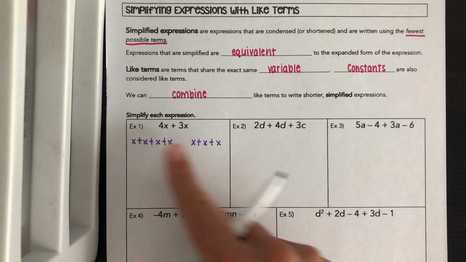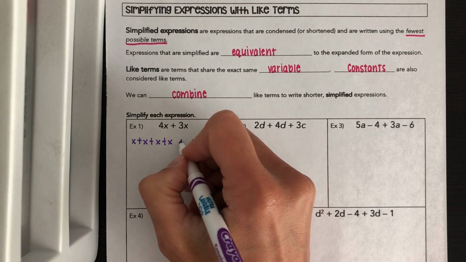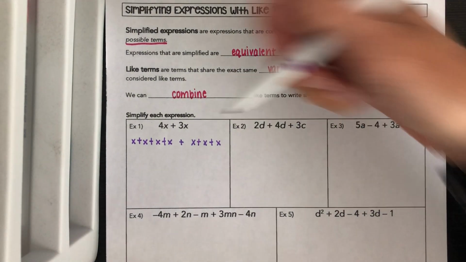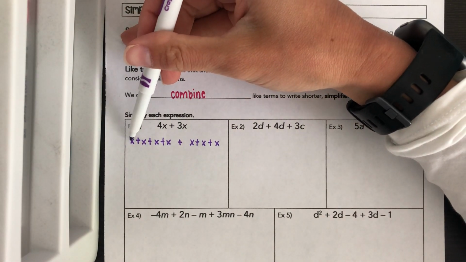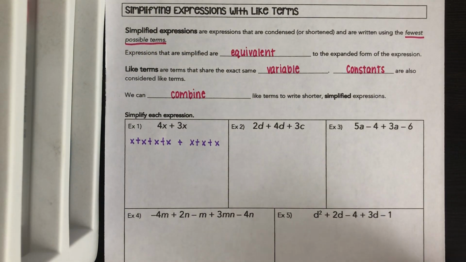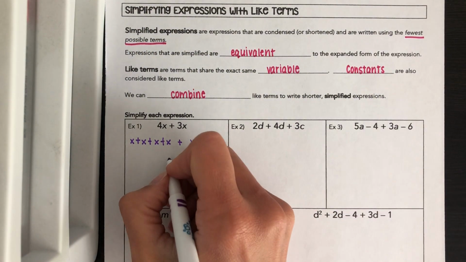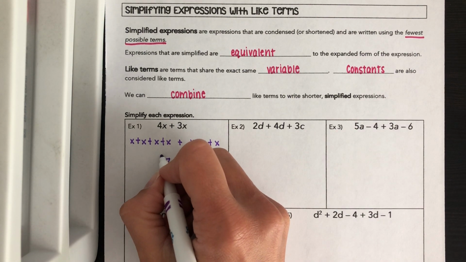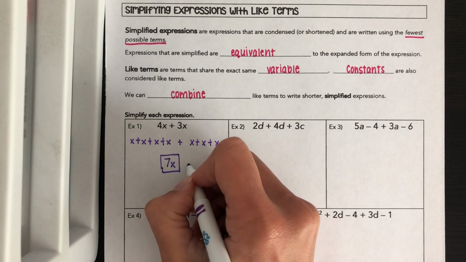So now we have our 4x and 3x, and we know those are being added together. So altogether, we now have repeated addition, and we're adding x 1, 2, 3, 4, 5, 6, 7 times. So we can take this expression and rewrite it as 7 times x, or 7x. This is our simplified expression.